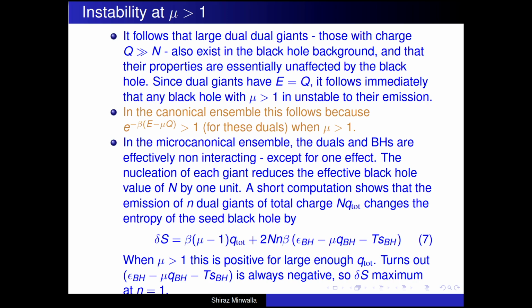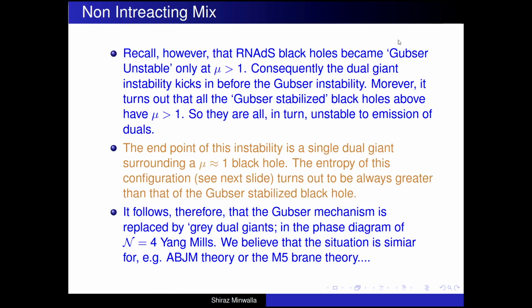And because the dual giant gravitons obey E equals Q, there's a simple argument that I don't have the time to tell you: in the canonical ensemble, it's trivial that the instability to the nucleation of these dual giants is at mu equals 1, very similar to omega equals 1 before. Now you can go back and look at the construction of these Gutowski-Reall-type black holes, and you find that all these black holes always have mu greater than 1. So they themselves are unstable to the nucleation of these new dual giant gravitons.